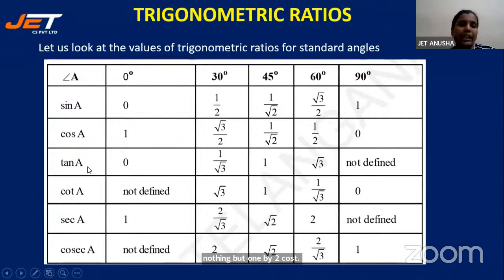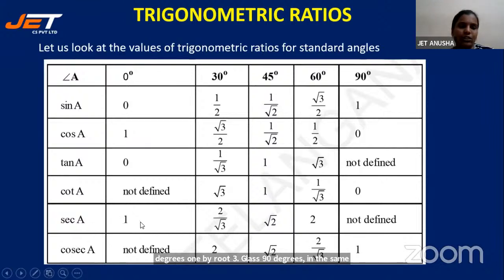So tan A. If you know the values of sine and cos, you can find the tan values. Tan is nothing but sine by cos, right? So 0 by 1. Tan 0 degrees is equals to 0. Tan 30, 1 by root 3. Tan 45, 1. Tan 60, root 3. Tan 90, what is it? Not defined. So cot A. Cot 0 degrees is nothing but not defined. Cot 30 degrees root 3. Cot 45 degrees 1. Cot 60 degrees 1 by root 3. Cot 90 degrees 0. In the same way, secant.